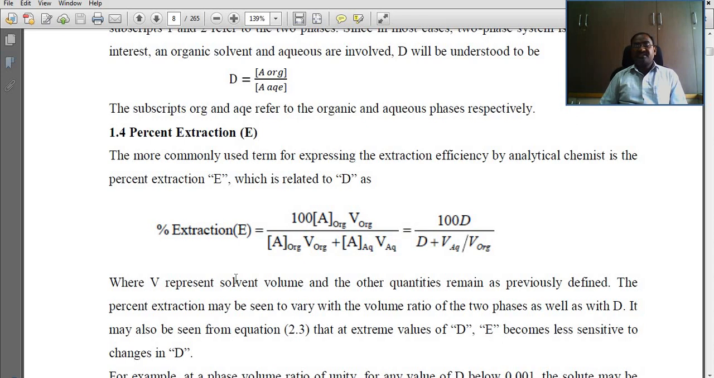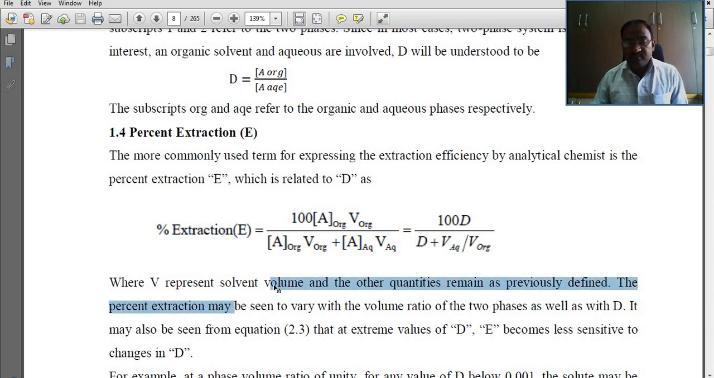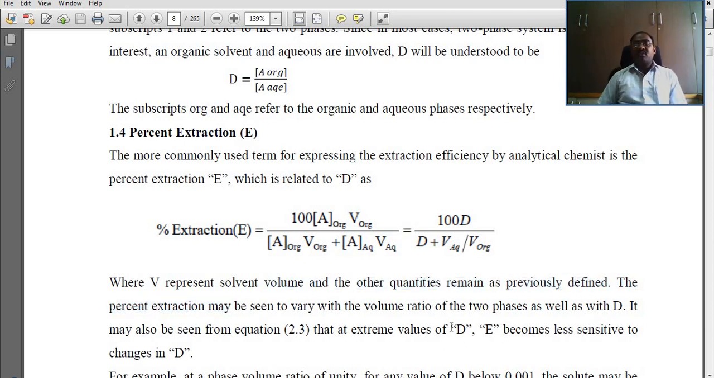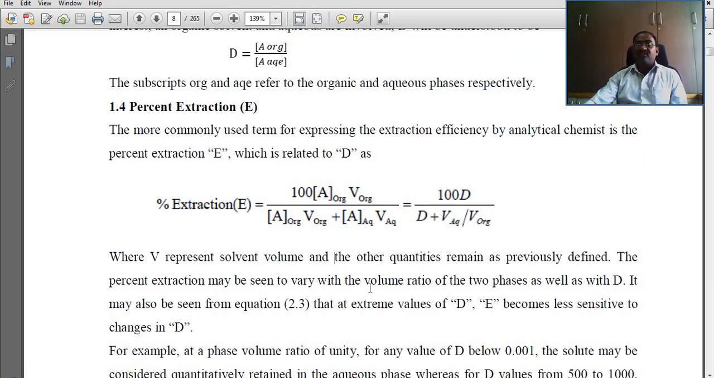The percent extraction is equal to 100 times the concentration of A, and finally 100 D divided by D plus V aqueous by V organic. Here V represents the solvent volume and the other quantities remain as previously defined. The percent extraction may be seen to vary with the volume ratio of the two phases as well as with D.